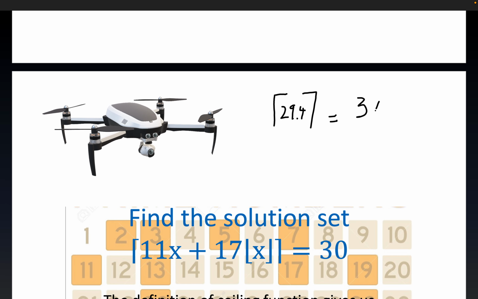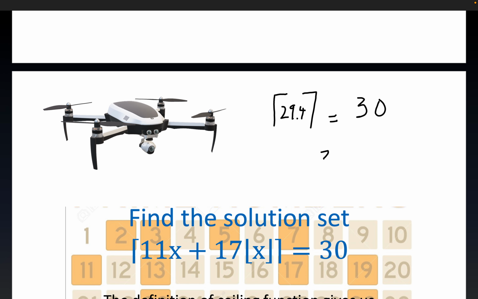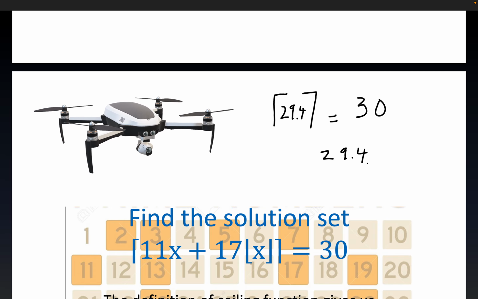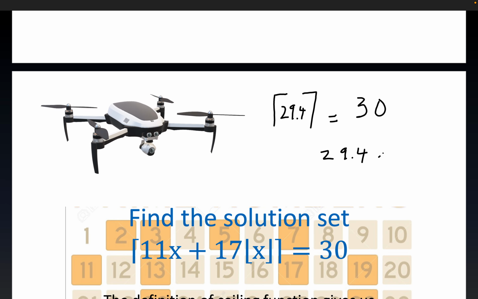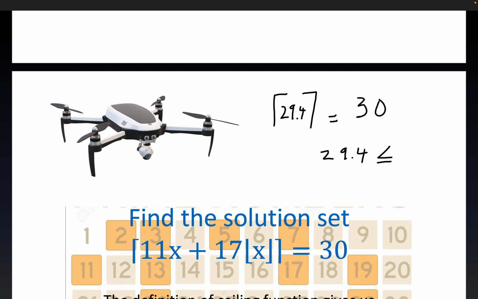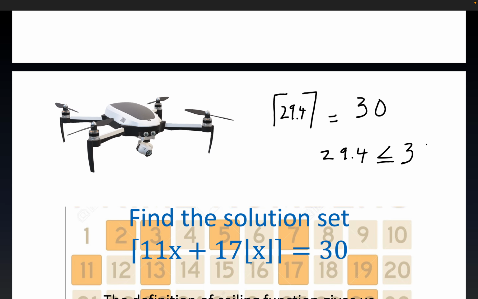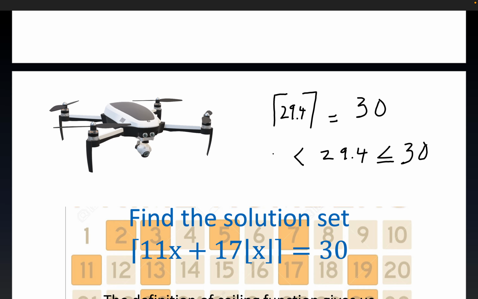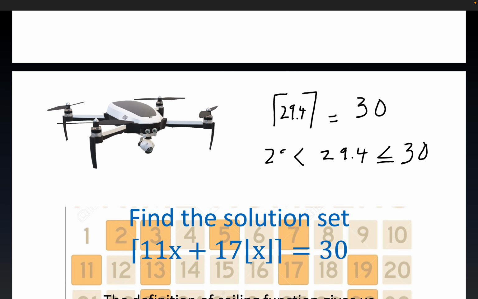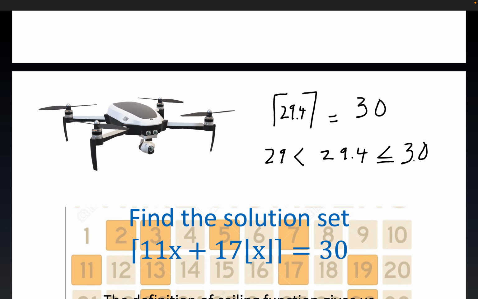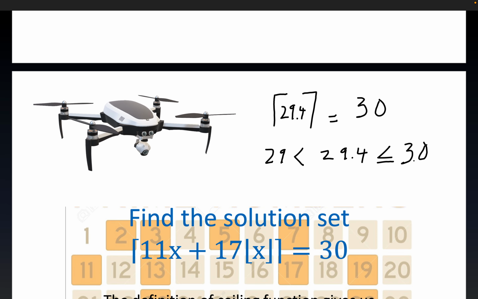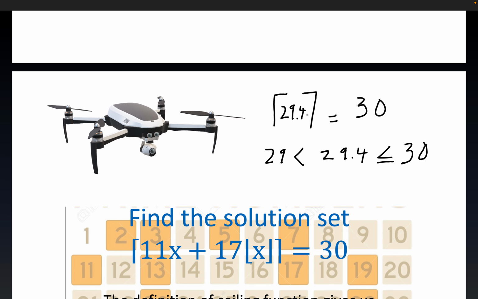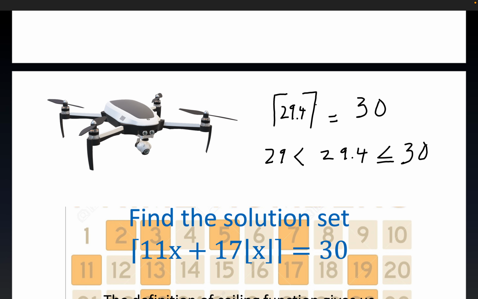Okay, and that's simply because 29.4 is bounded above by 30 and below by 29. Okay, notice we do have less than or equal to. The ceiling of 30 would be 30. It's similar to the floor thing. But anyway, this statement right here more or less encapsulates this definition. It's a special case of the definition of what the ceiling function is.